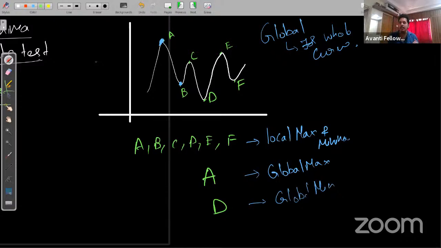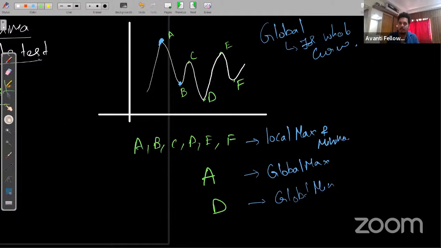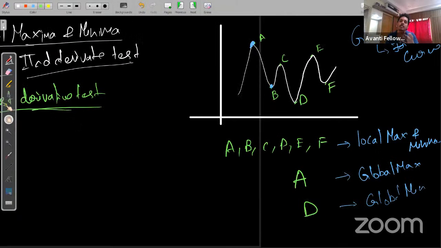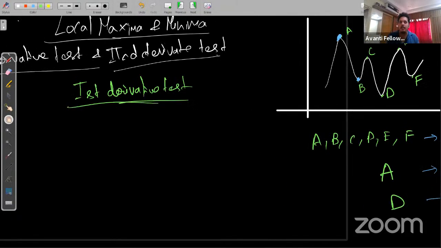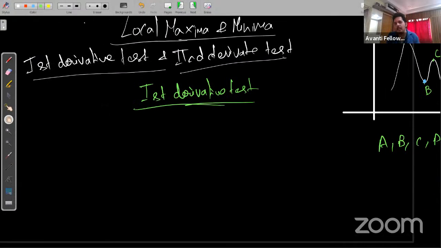Now I will tell you how to find it. Till now I have told you what is what. Now I'm going to explain how to find it. If some question has been given, he will ask you what is the maximum point for this curve, what is the minimum point of this curve. Like that he will ask. How to solve it?